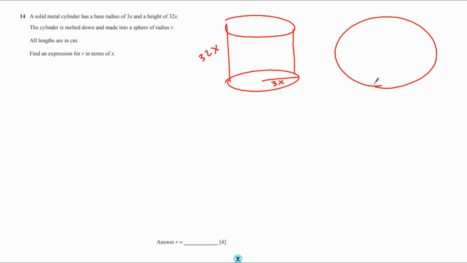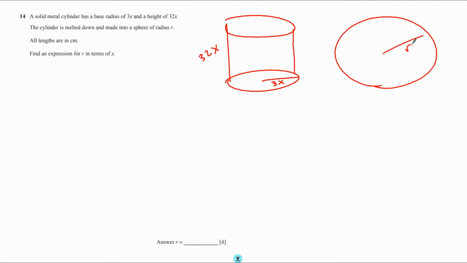So we have a sphere in here that has radius r. All lengths are in centimeters. So everything is in centimeters, so we don't need to be worried about the units. Find an expression for r in terms of x.